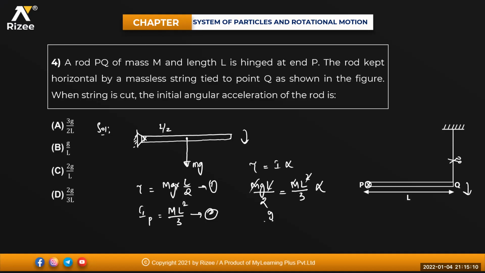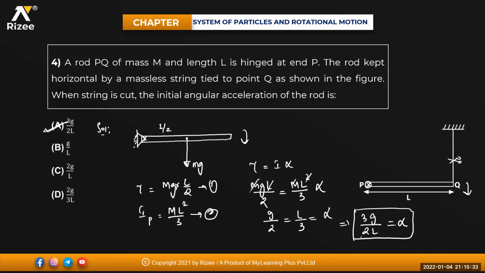So g by 2 is equal to L by 3 into alpha. That means 3g by 2L is equal to alpha, the angular acceleration. So the initial angular acceleration of the rod will be equal to 3g divided by 2L. A will be the answer. See it once again, better.